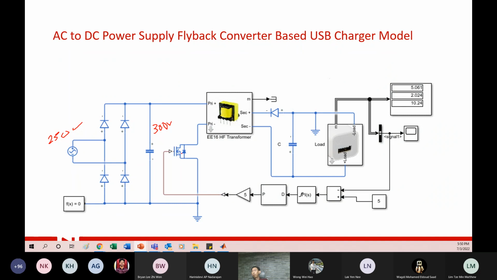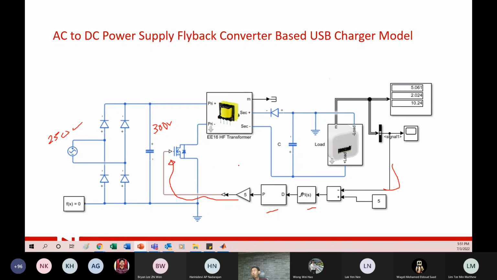Okay, and then we switch them, then we get the output that we want, 5 volt, for example, because this is our power supply for USB charger. This is exactly how our USB works. Then of course I can connect to the load with a USB plug. And the 5 volt output will get into the feedback, again the PI, PWM, and then go and control this. This is how our charger was made.